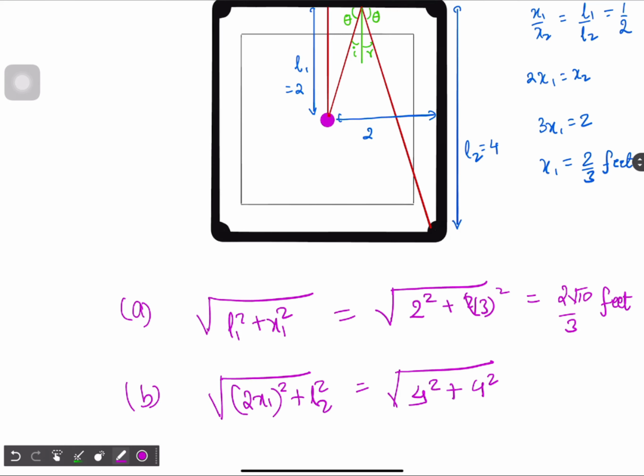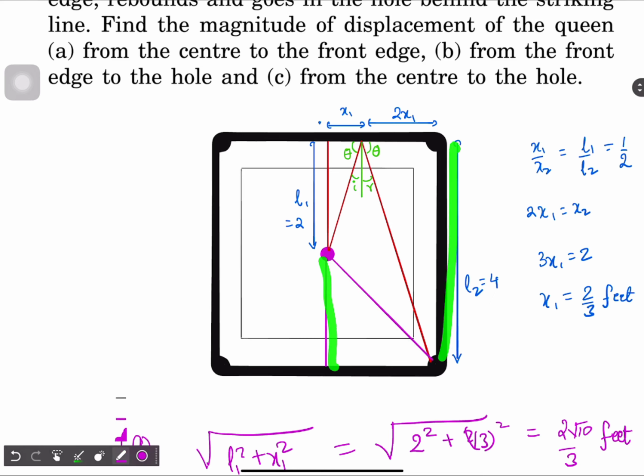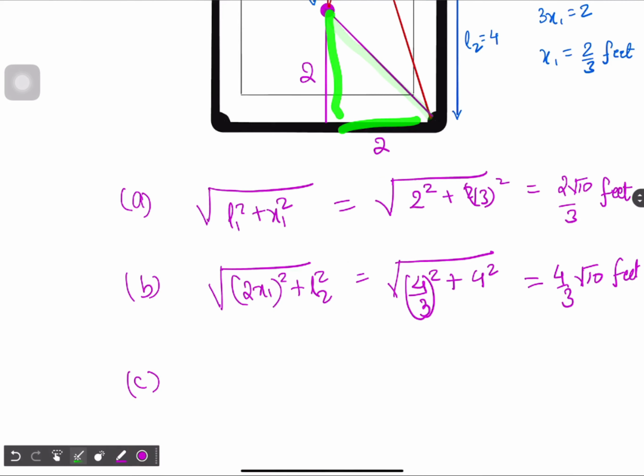Now coming to the third part, from the center to the hole. From the center to the hole, I want this diagonal. So that's very easy to calculate. I take this line and this line. This side will be half of the edge, so this is equal to 2. This side is also half of this, so this is equal to 2. Then this hypotenuse will be how much? Root of 2 square plus 2 square. That will be 2 root 2 feet. Clear?